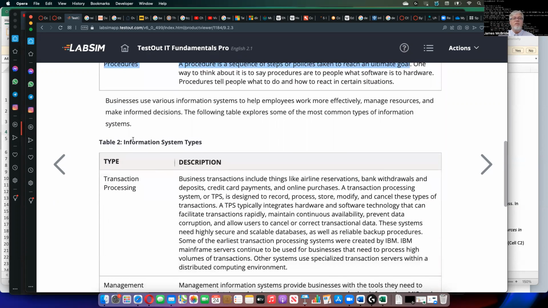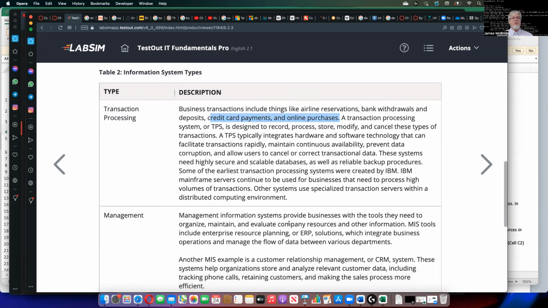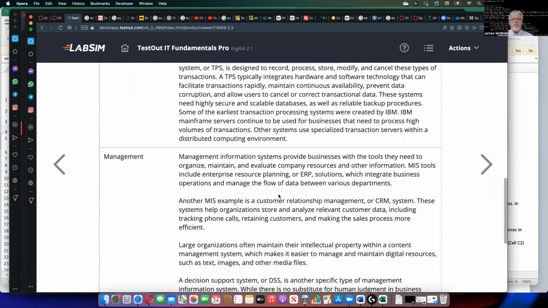So what types of information systems are actually out there? Well, there's transaction processing, or TPS, transaction processing systems. And they're running credit cards, payments, online purchases, they're transactions. This person paid, this is their account information, I'm going to go over to that account, I'm going to grab that money, bring it back over here, transaction processing. Then you've got management information systems.